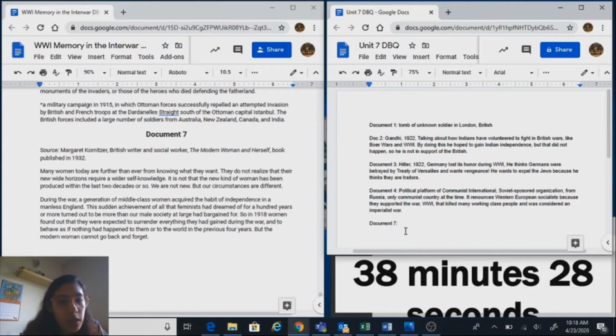You notice I'm keeping track of my time. Still have about 38 minutes left. You don't want to spend more than 10 minutes analyzing your documents. So once you see that 35-minute mark, you gotta start writing.